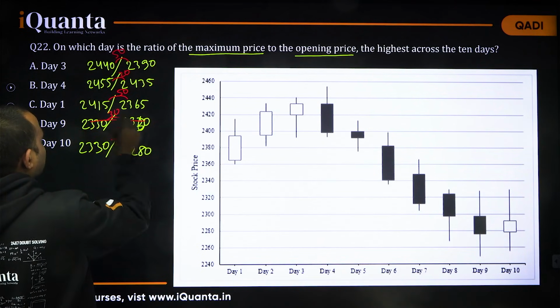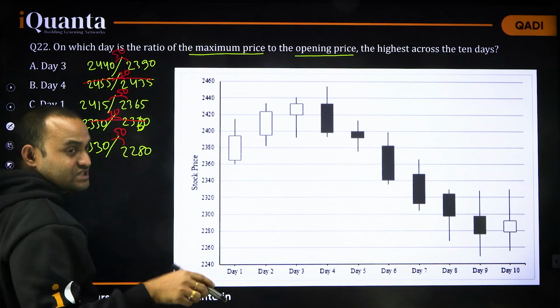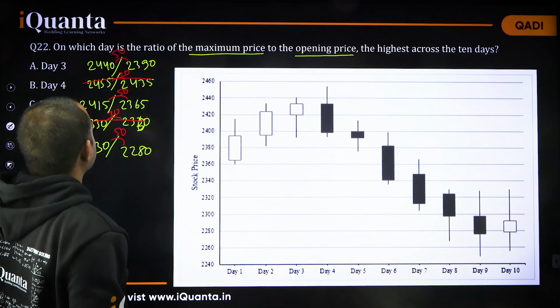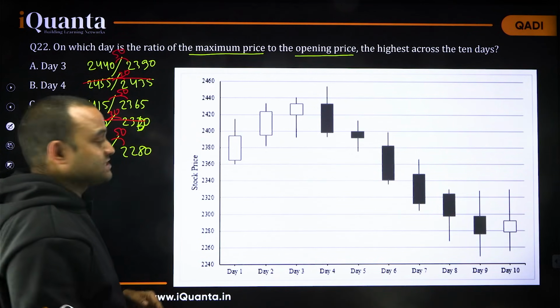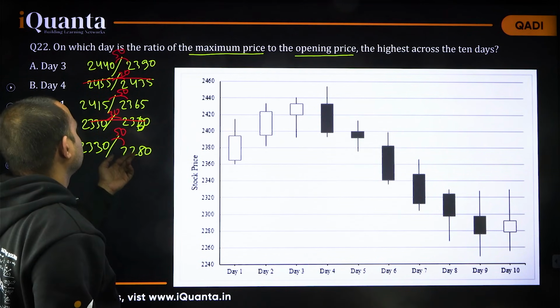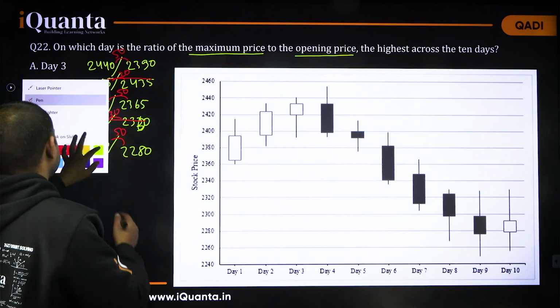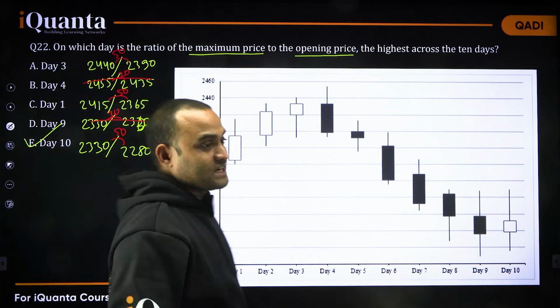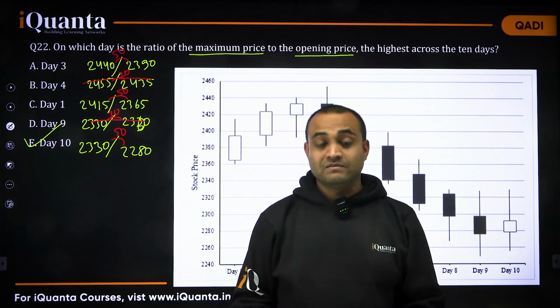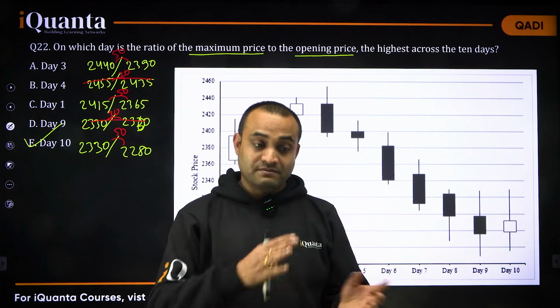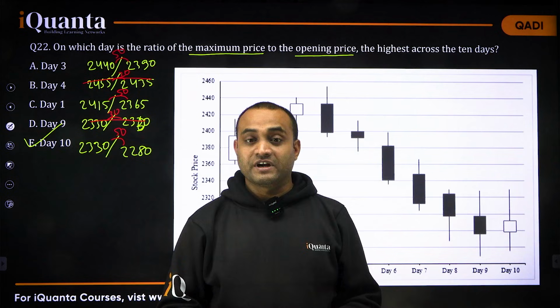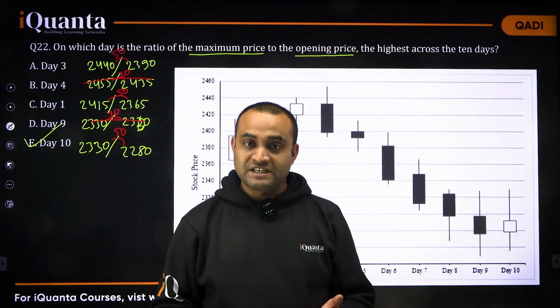The difference is 50 here. So we can discard this one, we can discard this one, because the change is very small. 50, 50, 50. Out of these three, which one has the least base? 2280. Here 2390, 2365. The minimum is on day 10. So that's how we can say day 10 will have the maximum ratio of maximum price and opening price on a particular day. So option E is the correct answer.